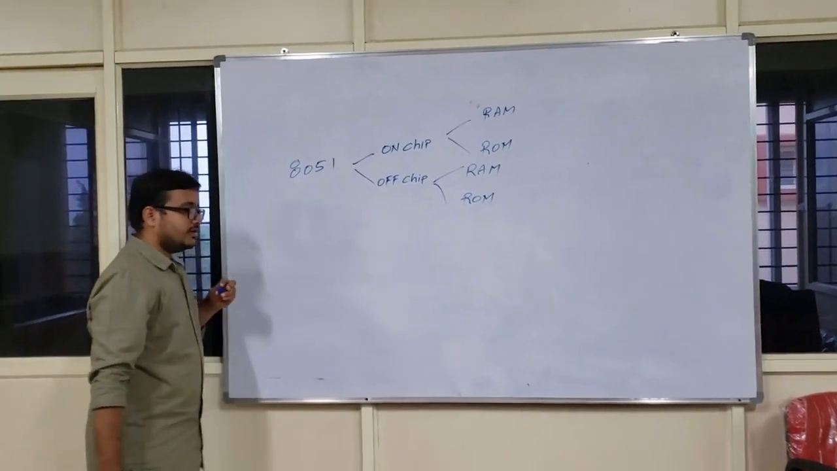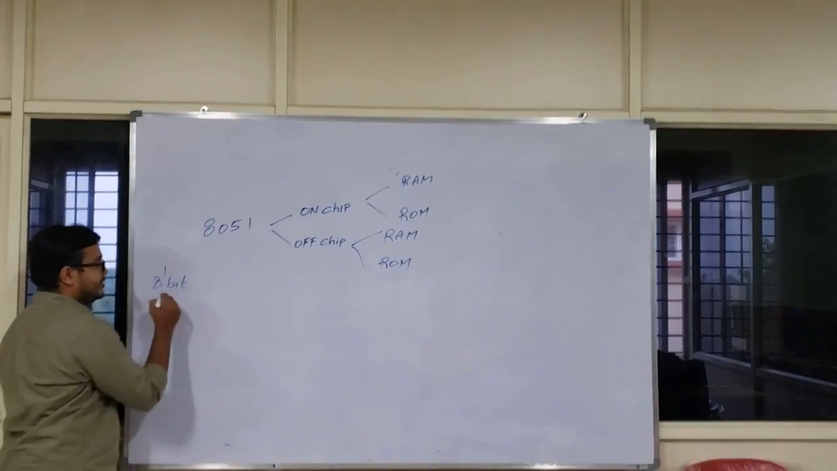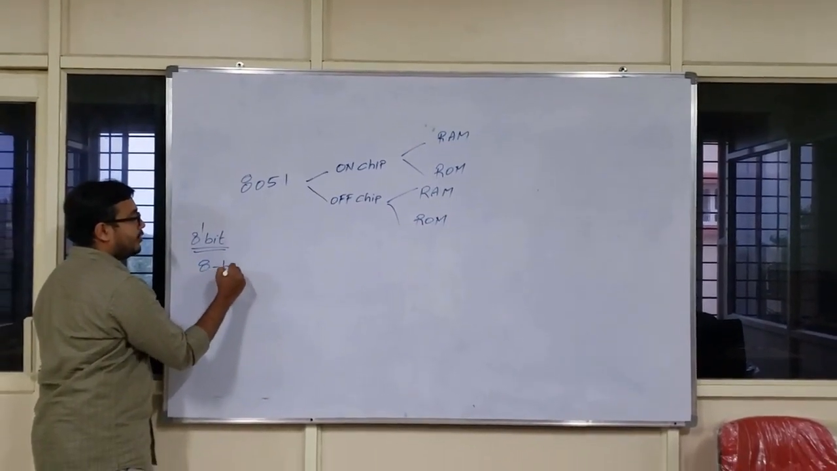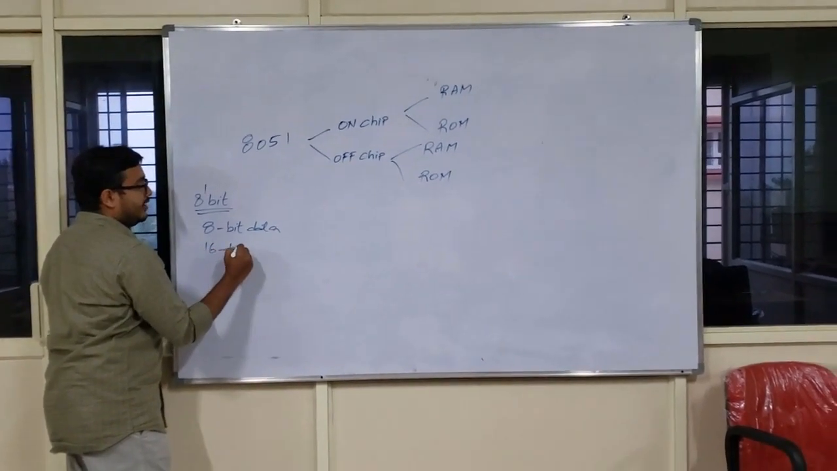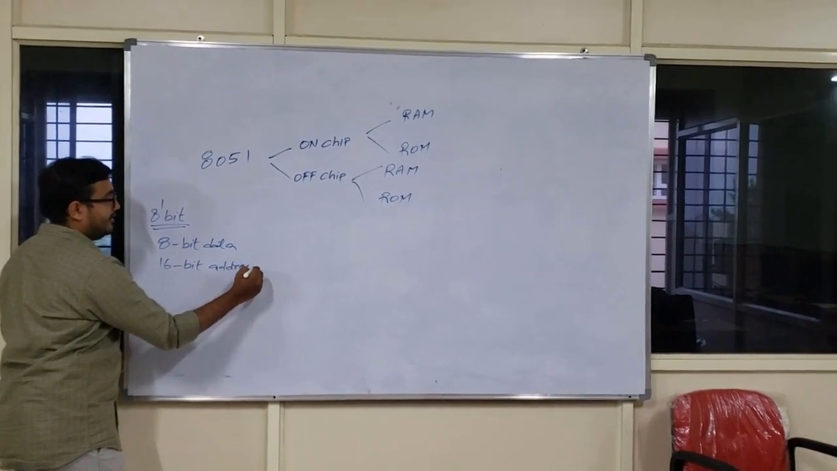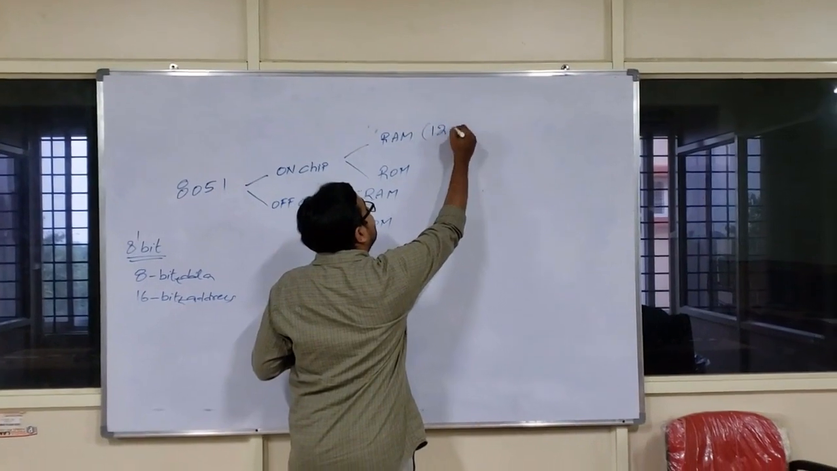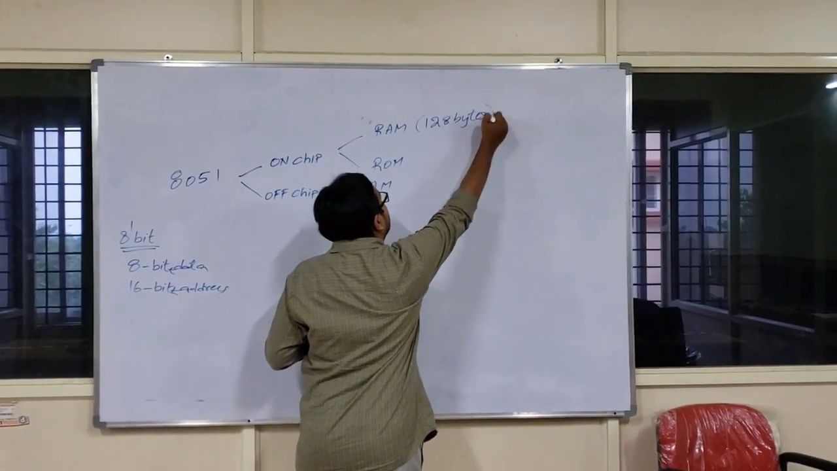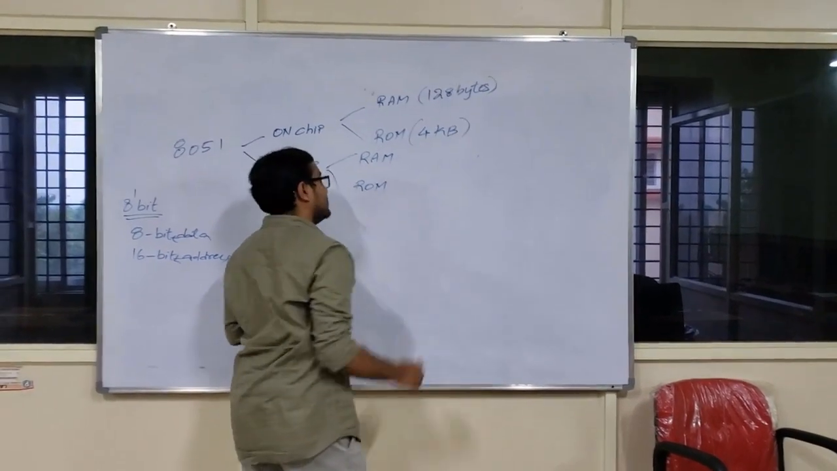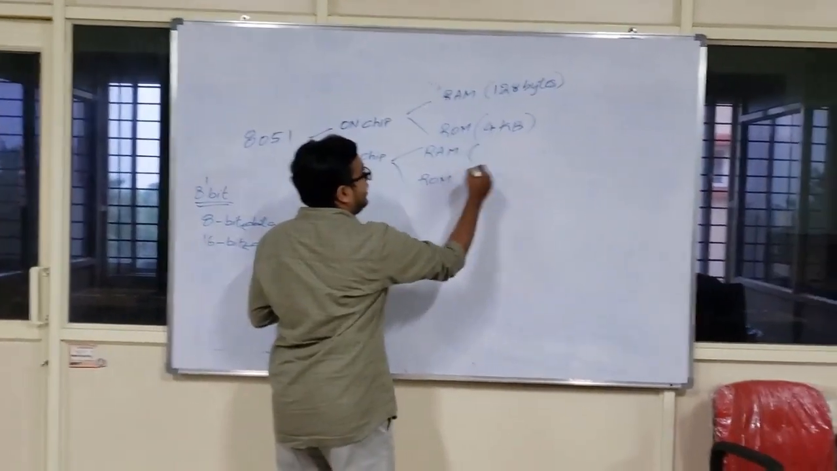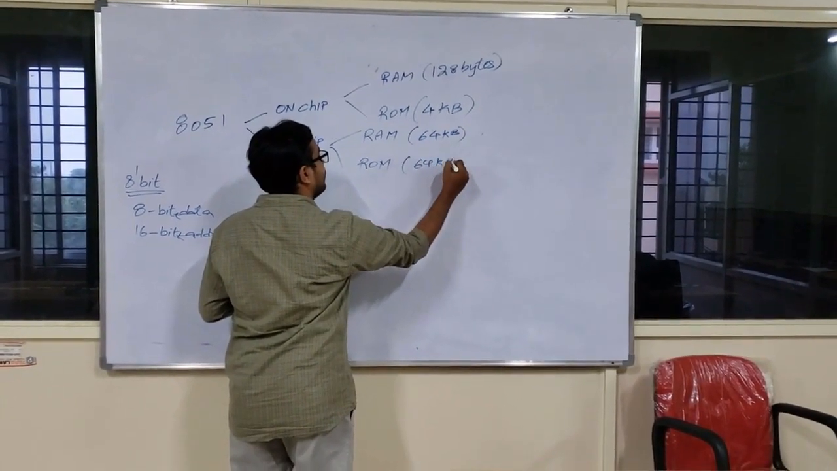Now, as I was saying continuously, the 8051 is an 8-bit microcontroller. This 8-bit microcontroller has an 8-bit data bus capacity and 16-bit address lines, or 16-bit address capacity. Now, the on-chip RAM is of 128 bytes capacity, and the on-chip ROM is 4 kilobytes. Coming to the off-chip RAM and off-chip ROM, both are 64 kilobytes: 64 kilobytes of RAM and 64 kilobytes of ROM.